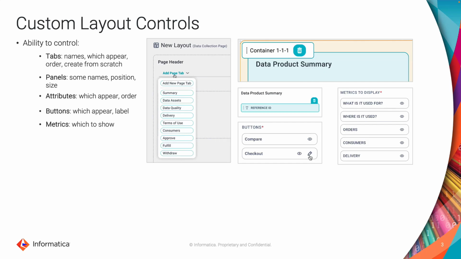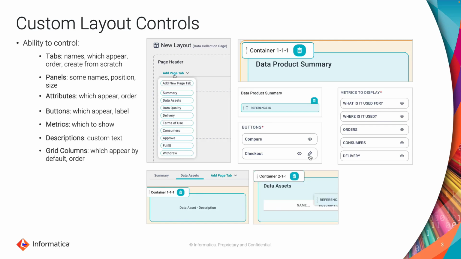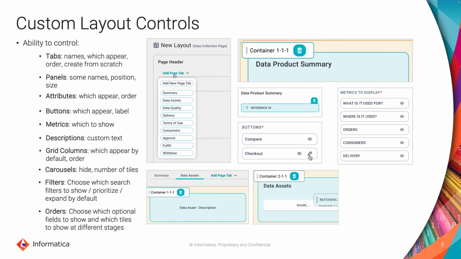You can choose individual ones to hide. You will be able to put your own descriptive text on things like data assets and data elements, explaining what these things are right there on the page in your own words. You will also be able to control the grid columns that appear by default, hiding any that you find irrelevant and choosing the order that you think is most appropriate and suitable for your audience.